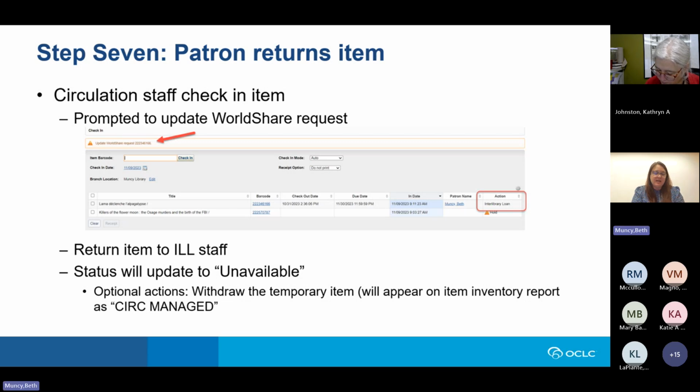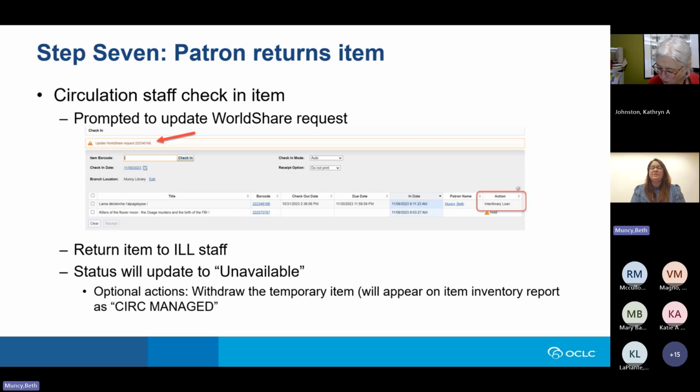Those items can be retained for statistical purposes as needed, but once you're done, you can go in and individually withdraw them as needed. If you don't want to retain them for any period of time, you can automatically withdraw them or do it on a periodic basis. But just keep in mind, they will continue to appear on your circulation item inventory report until they're withdrawn from the system.